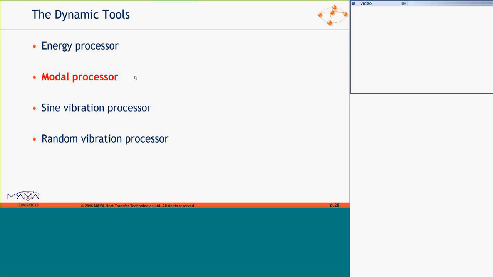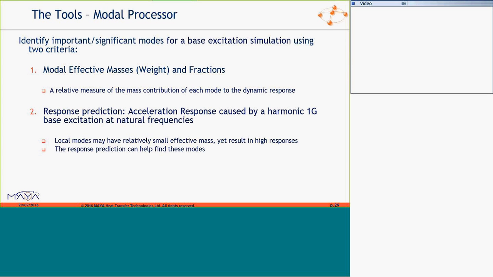So next, let's talk about the modal processor or the modal summary. Understand which modes have high effective mass and high response as well. So there's two: modal effective masses or weights, and action. So the percentage of modal weight compared to the rigid body weight in each direction. It gives you an idea of which are the key modes. So if you have lots of mass participating in a mode, then you have lots of stress when you excite it.